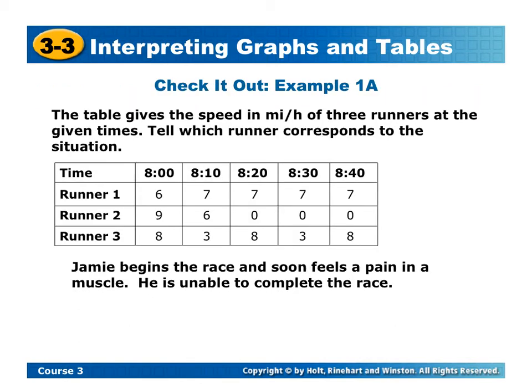So now it's your turn. Here is a different table with different speeds for runners, and you want to be able to tell which runner corresponds to the situation. So here Jamie begins the race and soon feels a pain in a muscle. He is unable to complete the race. So hopefully you saw that as they're running, and then the stop. So Jamie would be runner number 2.